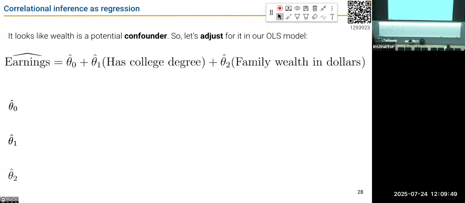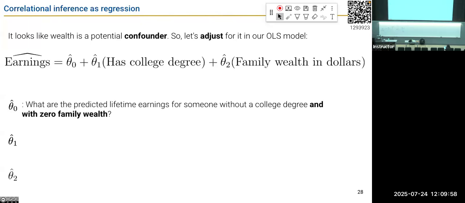So theta naught hat. You get predicted theta naught hat with nothing else if you have no college degree and your family has $0 in wealth. So that's the interpretation for theta naught hat. What about for theta 1 hat?